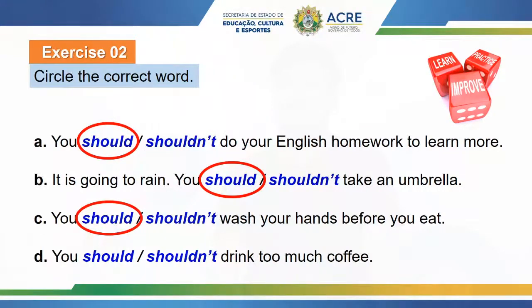Okay? Now letter D. You should or shouldn't drink too much coffee. You shouldn't drink too much coffee. Okay, it's not good for your health. If you want to be a healthy person, don't drink too much coffee.